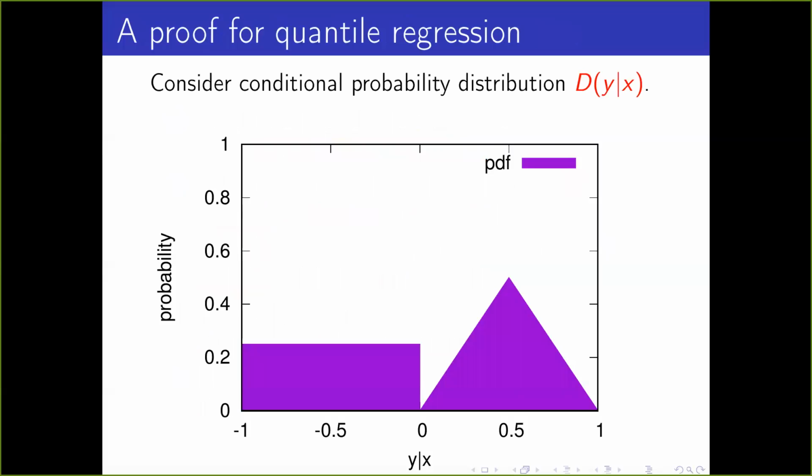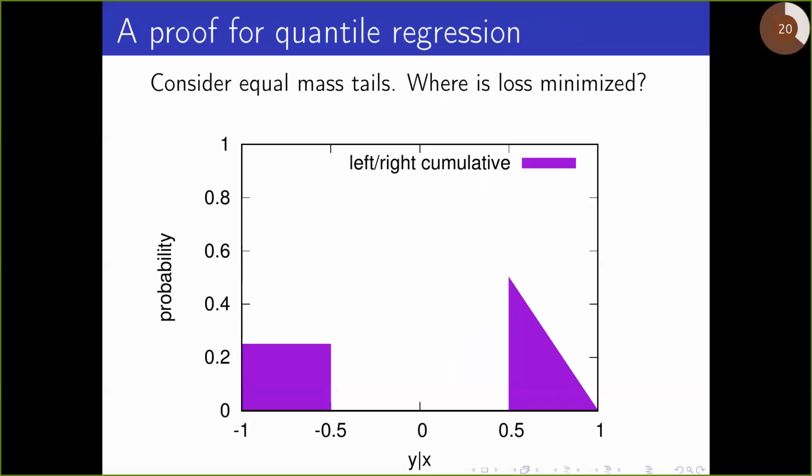Okay, so I wanted to go through one proof. So I'm going to show you a proof that the optimum for quantile regression is the median. Okay, so let's think about, suppose that the distribution over y given x is this strange thing. Okay, so that's some distribution. And now let's just think about 2 tails which have the same mass. These actually do have the same mass.